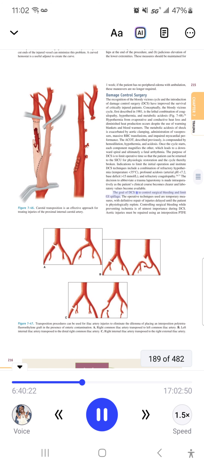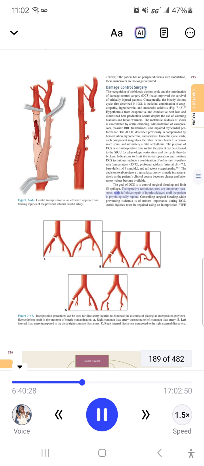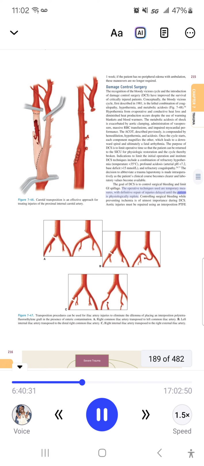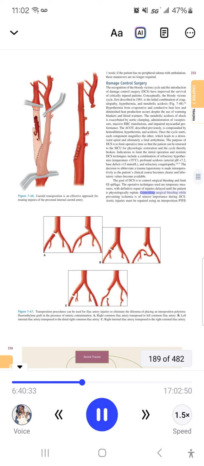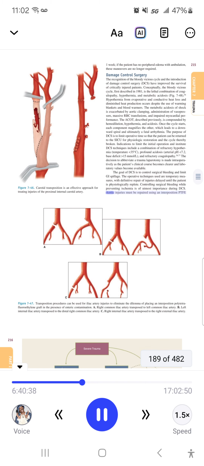The goal of DCS is to control surgical bleeding and limit gut spillage. The operative techniques used are temporary measures, with definitive repair of injuries delayed until the patient is physiologically replete. Controlling surgical bleeding while preventing ischemia is of utmost importance during DCS. Aortic injuries must be repaired using an interposition PTFE graft.